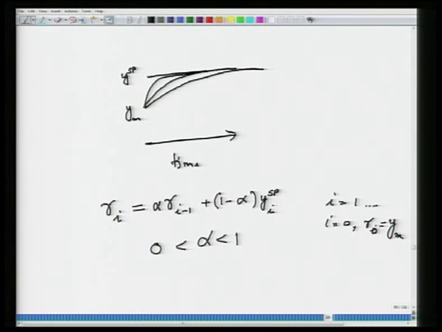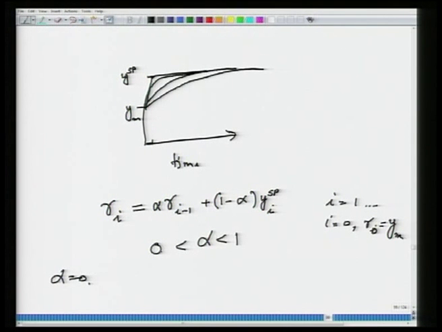So, if I say alpha is equal to 0, what I have is R 1 will be equal to 0 times y 0 plus 1 times y set point. That means, at the next sampling time instant, if I am here, my reference point would be this. Okay. So, that is like a step increase to the set point. That is my reference trajectory.